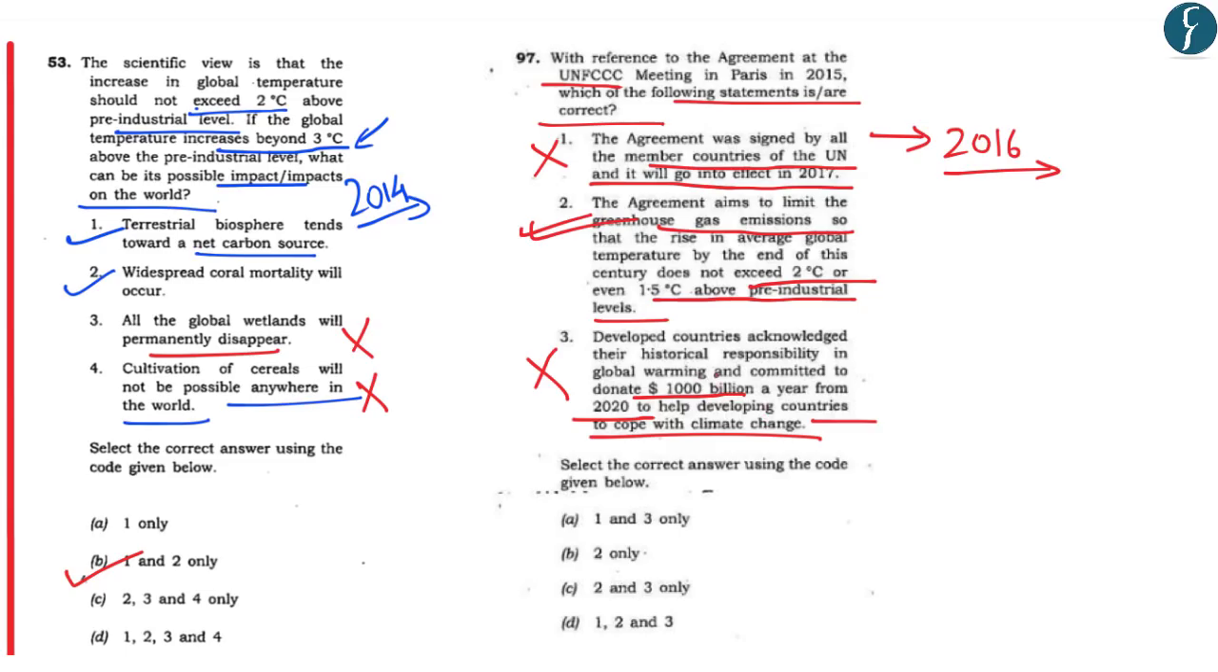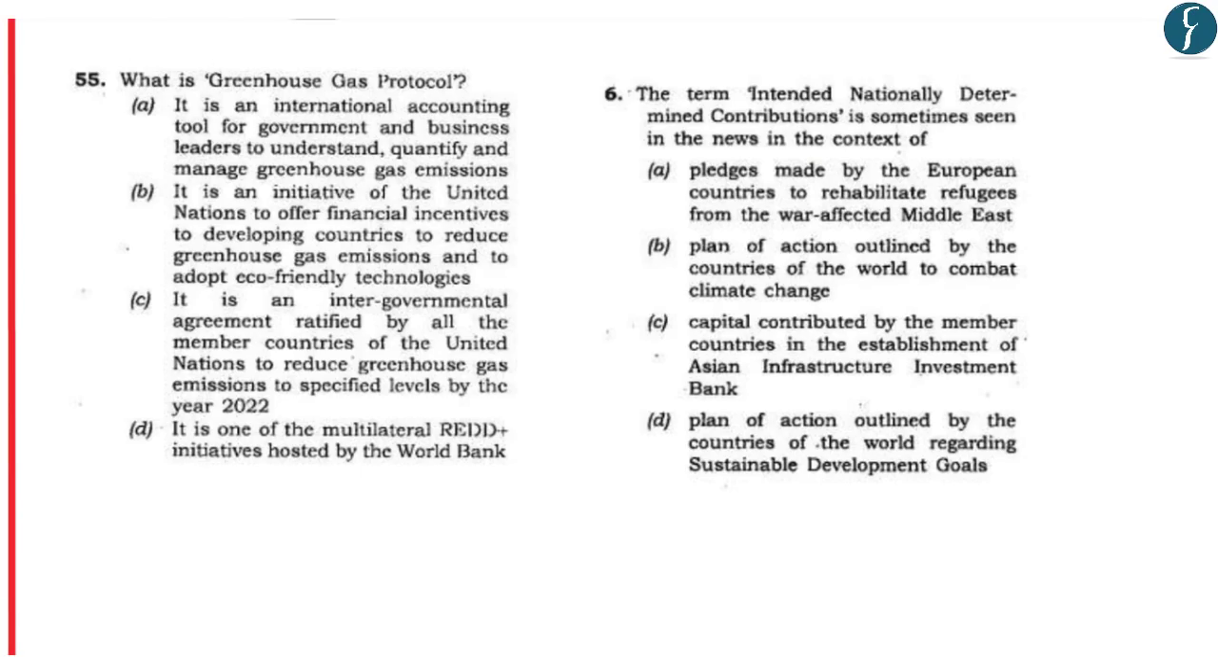Hence, both statement 1 and 3 are incorrect. So here the correct option is B, that is 2 only. Further, a question was asked on greenhouse gas protocol. It said, what is greenhouse gas protocol? Here A is our correct answer.